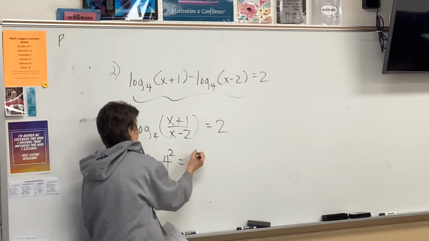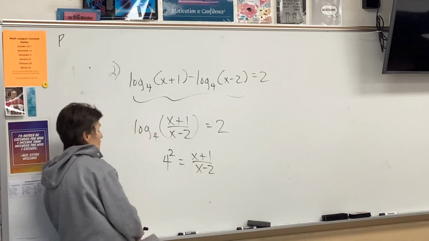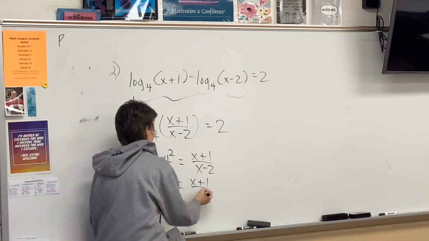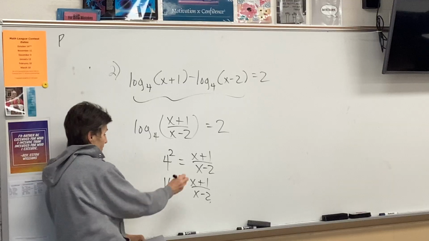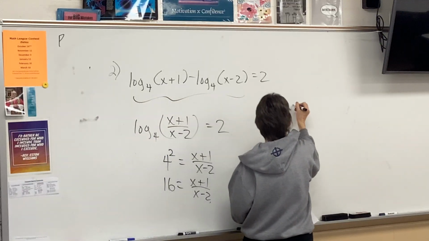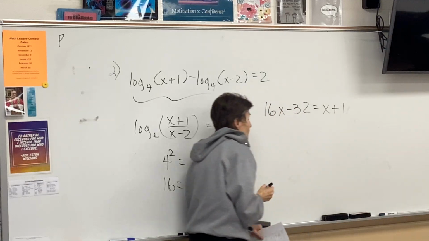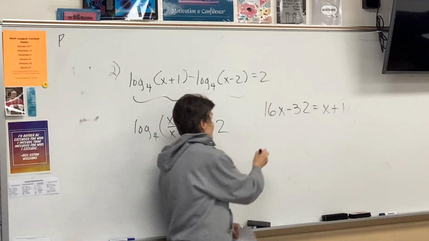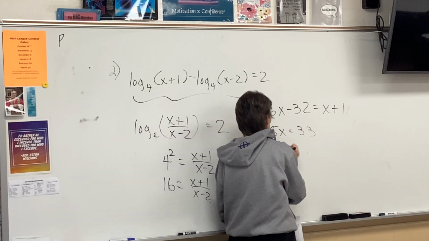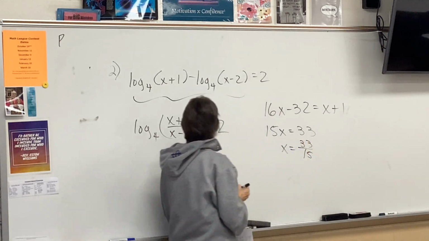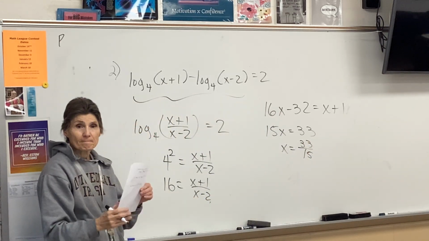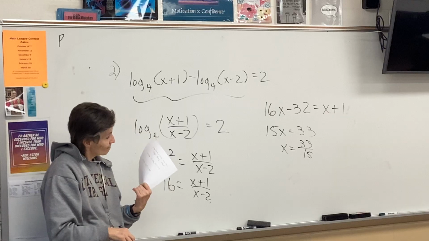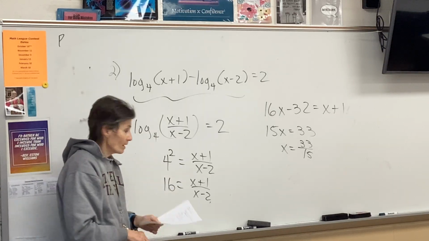So 4 squared equals x plus 1 over x minus 2. 16 equals x plus 1 over x minus 2. 16x minus 32 equals x plus 1. 15x equals 33, so it looks like x equals 33/15. All right, one more like that.